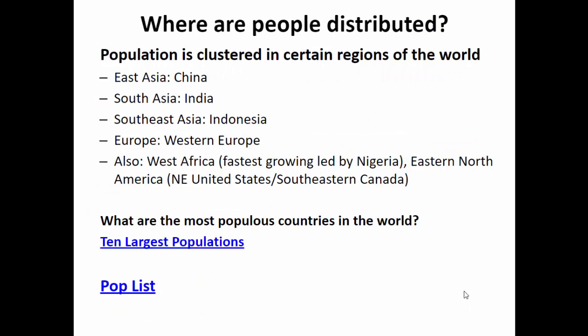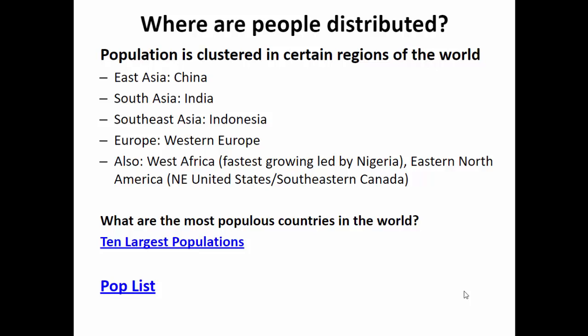So where are people distributed? Well, what we know is populations are clustered in certain regions of the world. Now, are there people living elsewhere? Yes, but huge percentages of the world's population happen to be clustered in certain regions. And the first region is East Asia.